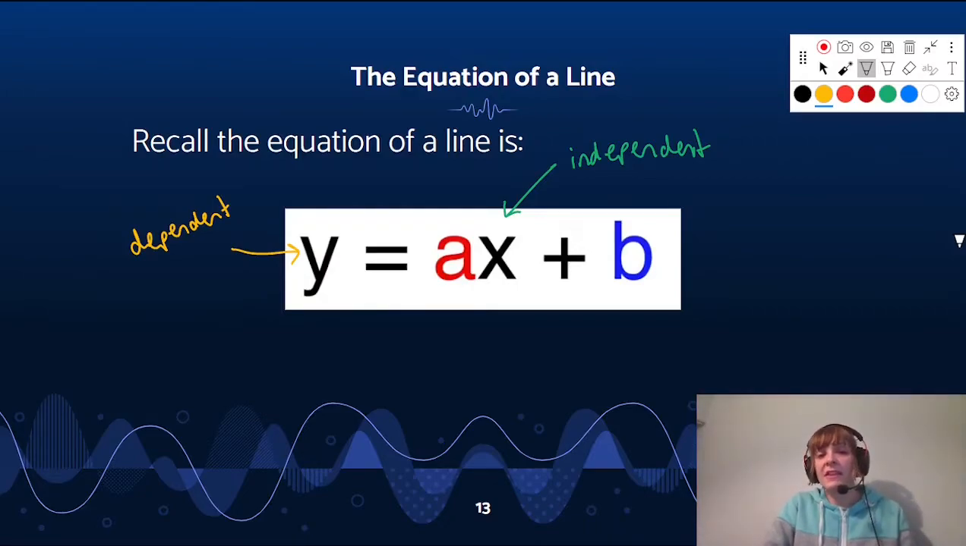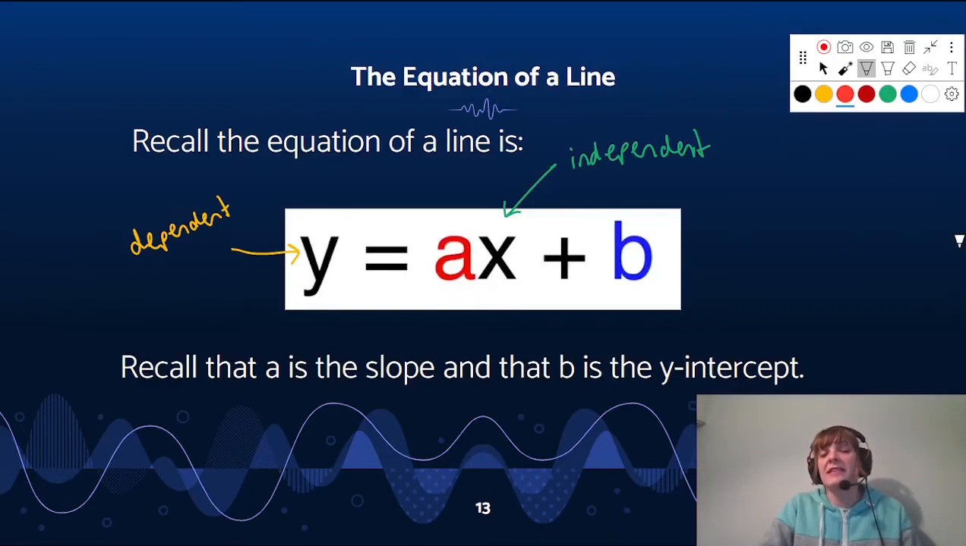Now, we also have these two other letters here. We have the a and we have the b. A is actually our slope, which just describes how steep the line is. And then B is our y-intercept. So this is where the graph will intersect, cross over the y-axis.